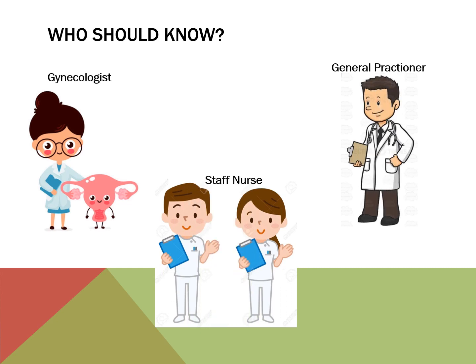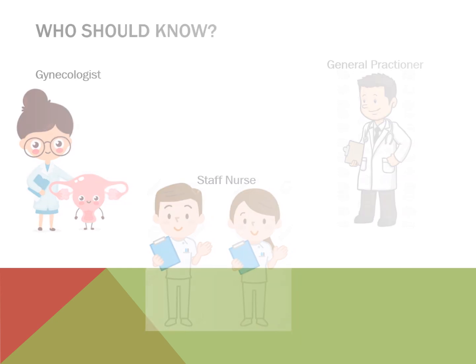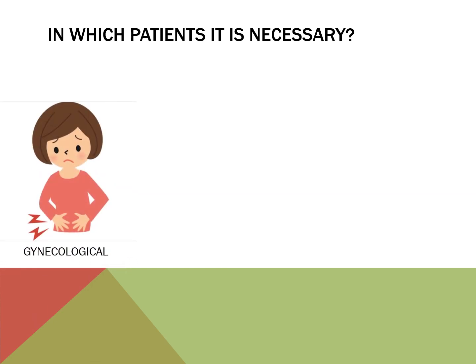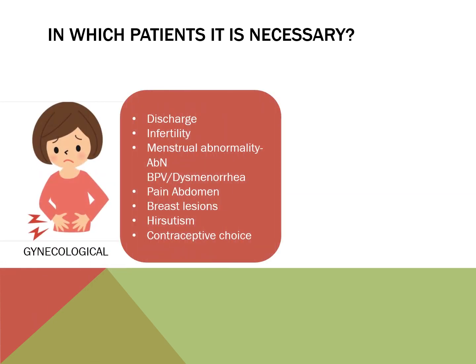Talking about who should know: whether you're a gynecologist, a practitioner, or a staff nurse attending a female patient, we need to know clearly about the menstrual history of the patient. The obstetrics and gynecology department is divided into obstetric patients and gynecological patients. A gynecological patient can present with various complaints of discharge, infertility, or menstrual abnormalities. In all these patients, it is necessary for us to take a menstrual history.